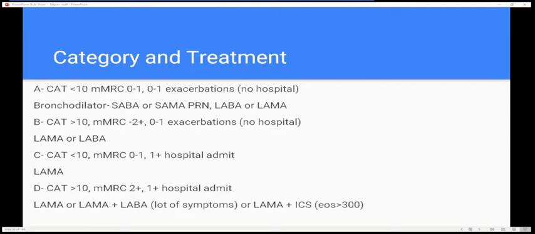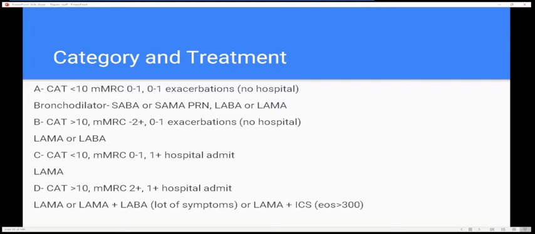And then category C is basically the same as A, but now they're being hospitalized for it, so you're using a LAMA. And category D is the same as B, but you're being hospitalized. Then if you're already on a LAMA, you probably want to add a LABA on top of it, or an ICS, which is a steroid.